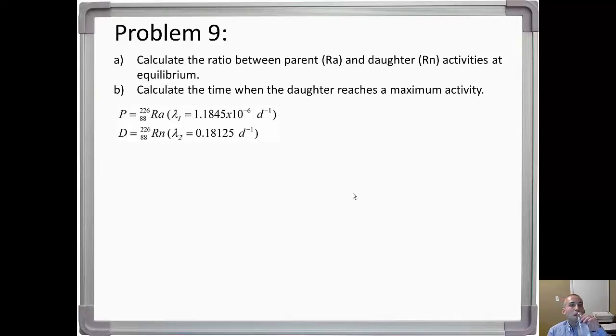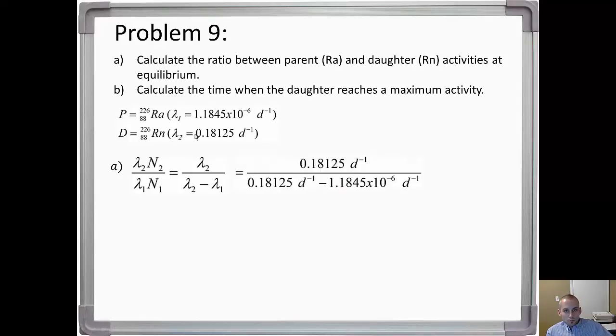Okay, so problem 9. Calculate the ratio between the parent, which is radium, and daughter, which is radon, activities at equilibrium. At equilibrium, we can use that short form formula. So in this case, we just sub in the decay constants, and we get our answer.